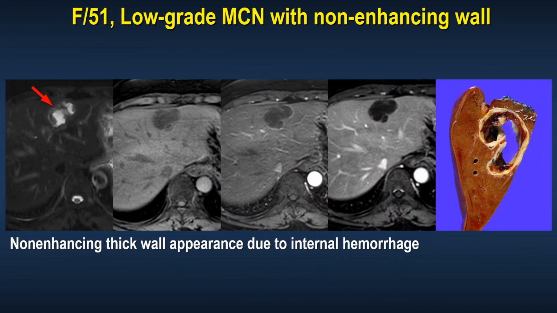In this case, T2-weighted image shows a lobulated cystic mass with a thick wall, which shows no enhancement on post-contrast images. Hemorrhagic material is observed along the inner wall and in the surgical specimen. Pathologically, it was diagnosed as low-grade MCN. It is thought that a non-enhancing thick wall may not indicate an invasive tumor.